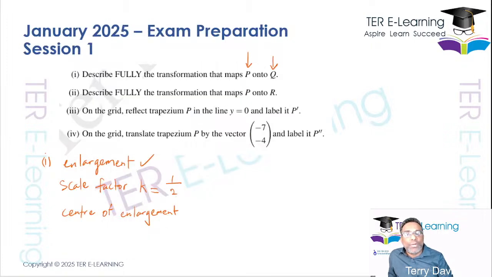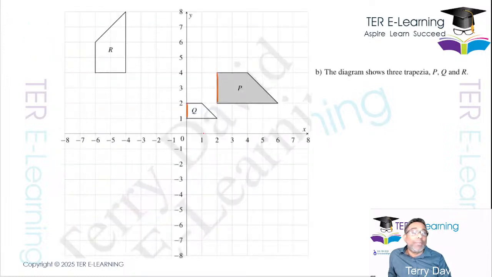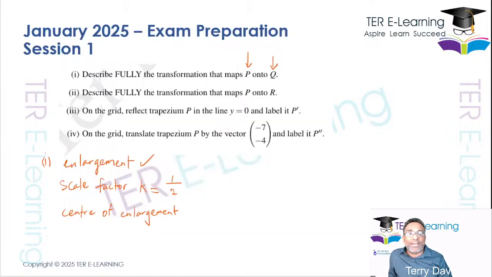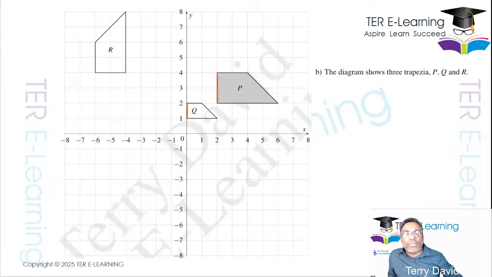It is not 2 because you're not enlarging anything. You're starting off with P and then you're moving to Q. So you're making it smaller, you're shrinking it. So therefore the scale factor is going to be a half. Now the center of enlargement, we can actually work that out. And if you are given that in the exam and you want to work out the center of enlargement, here's what you need to do.